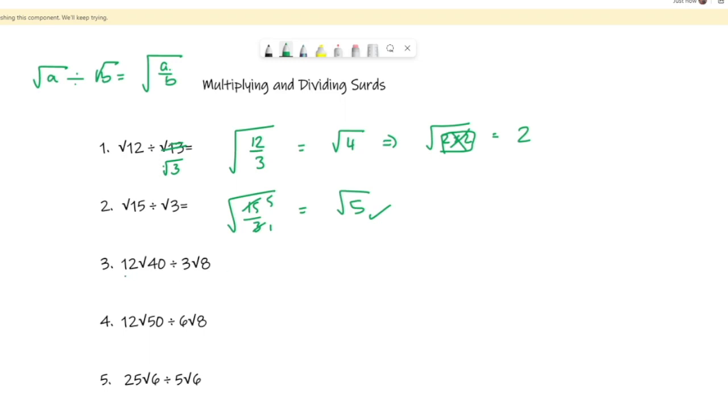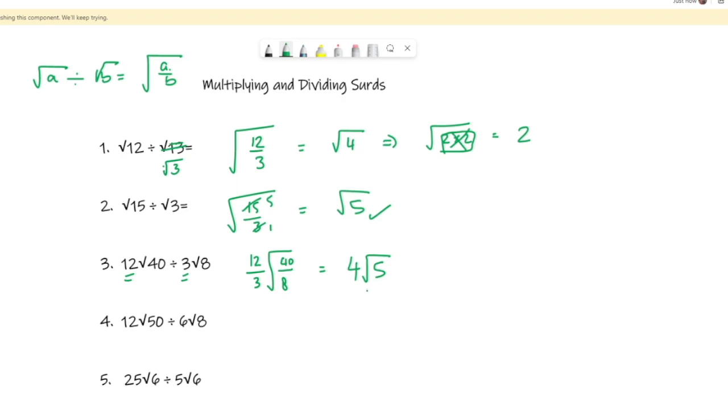Now here we can see 12 and 3. These two numbers are outside the root. So we'll just divide them normally, 12 over 3, and then we will have a root. And under the root, we'll have 40 divided by 8. So let's do this. 12 divided by 3 is 4. Then root 40 divided by 8 is root 5. 4 root 5. We cannot factorize the 5 anymore. It will stay 5 only.